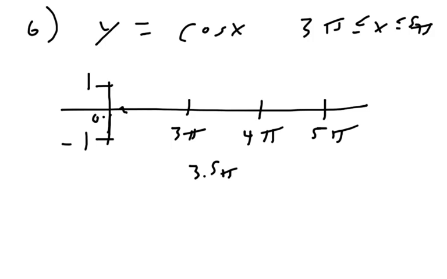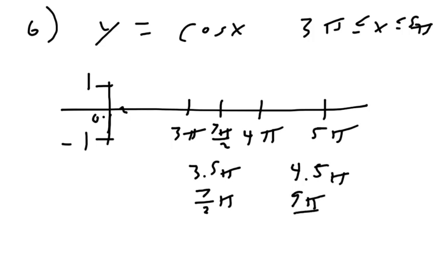Right here I have 3.5 pi, which is the same thing as 7 over 2. So this is 7 pi over 2. And over here we have 4.5 pi, which is the same as 9 pi over 2. So that's a 9 in there.